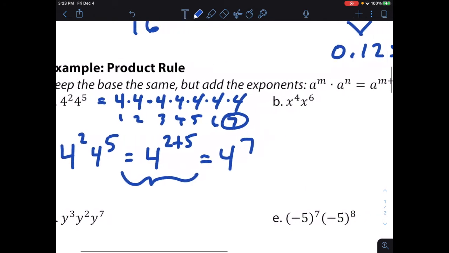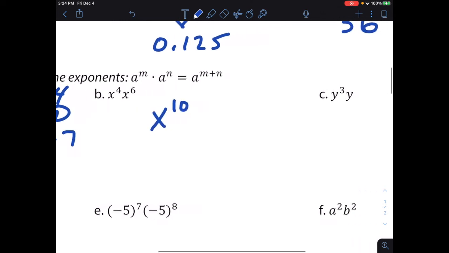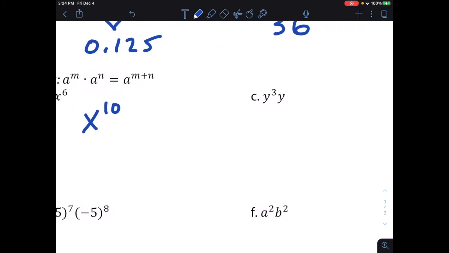Okay, so if we look at example B, we have x to the fourth, x to the sixth. If we just think about it in our head, the x's are the same, so the bases are the same. So 4 plus 6 is 10, so we can simply write this as x to the 10th. Okay, similarly, we have y to the third times y. And this is one that catches people sometimes because they don't remember that there is actually an exponent on that second y. It's a 1, and we need to add that together. So it's y to the fourth power.